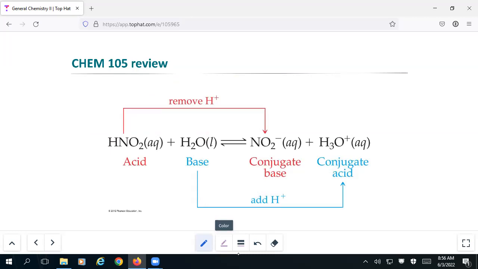And you can see that terminology here in action, this time with the reaction of nitrous acid with water. The nitrous acid is our acid. The nitrite ion is its conjugate base. The water is our base. The hydronium ion is its conjugate acid.